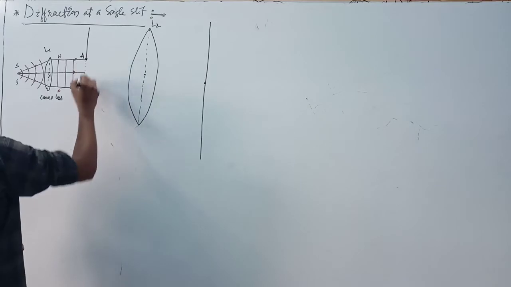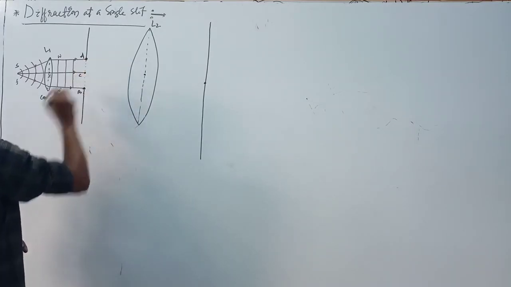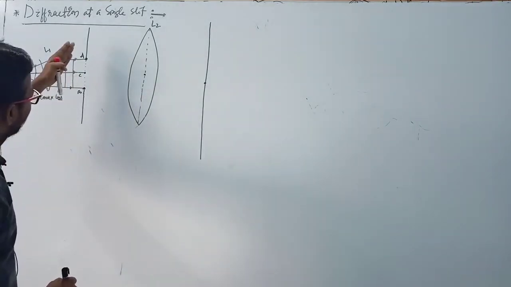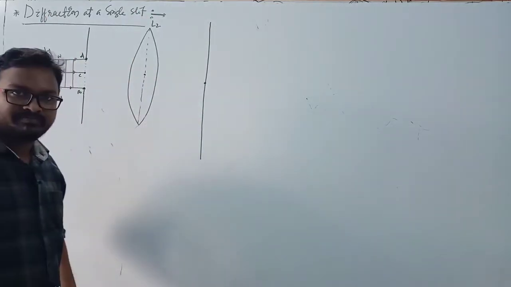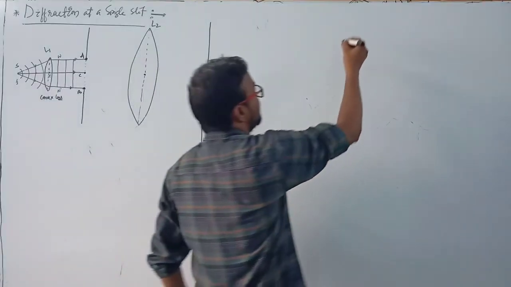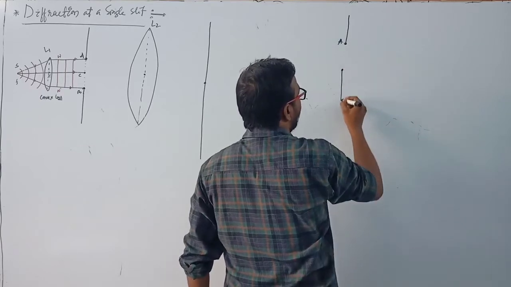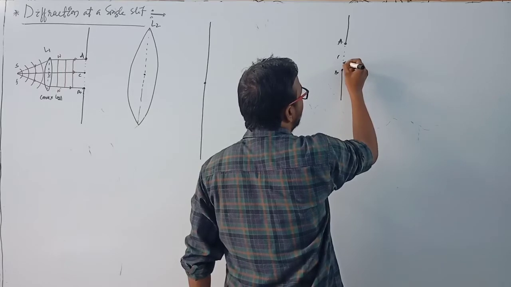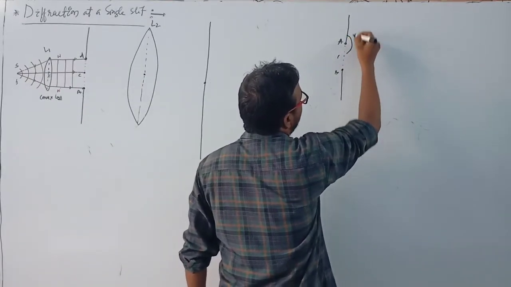Here there are two points, A point and B point. Suppose this middle point is C point. There are three points on the wavefront. Then these three points emit light in all directions. How all directions? Suppose if you want to write here, there is a single slit, this point is A point, and this point is B point, there is another point C point. This is the point on the wavefront, and it emits light in all directions like this.